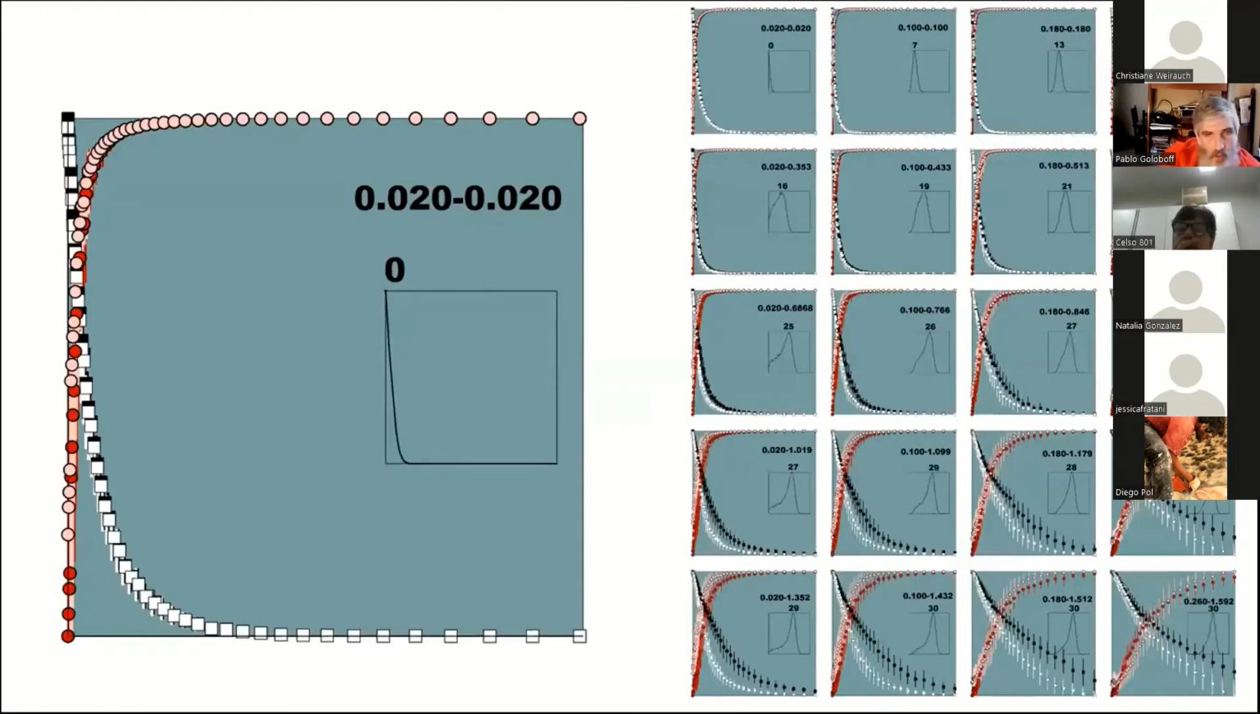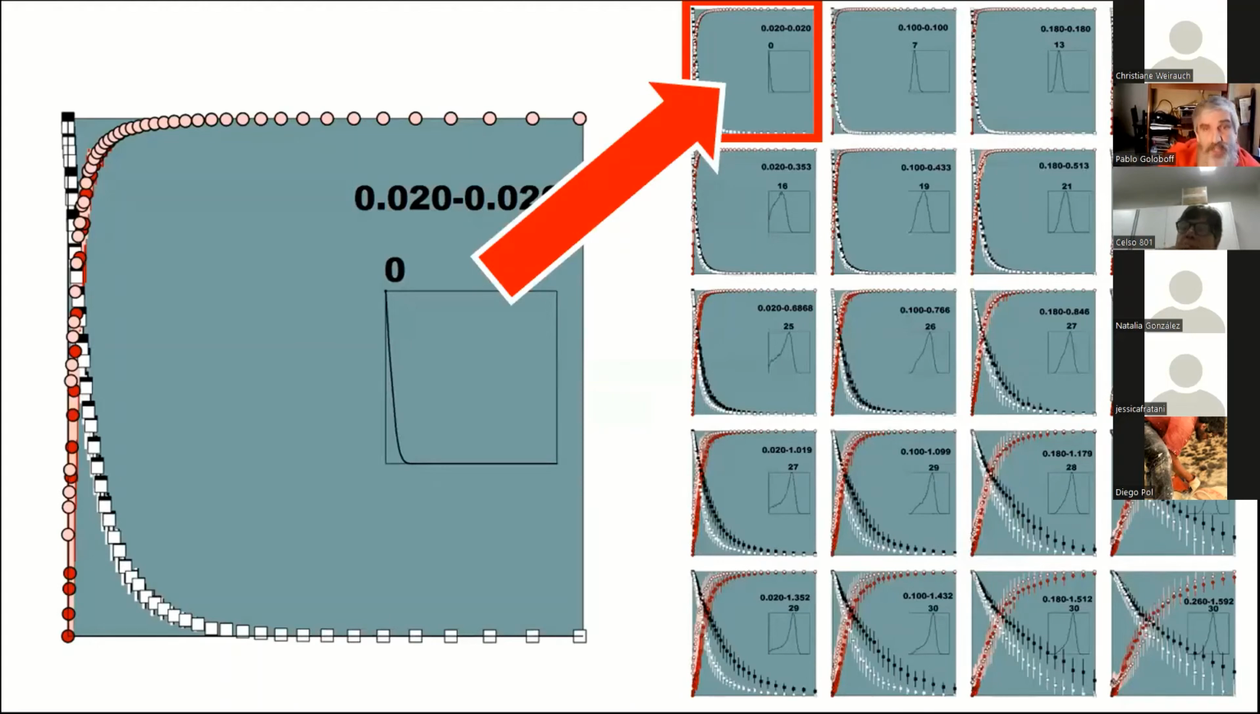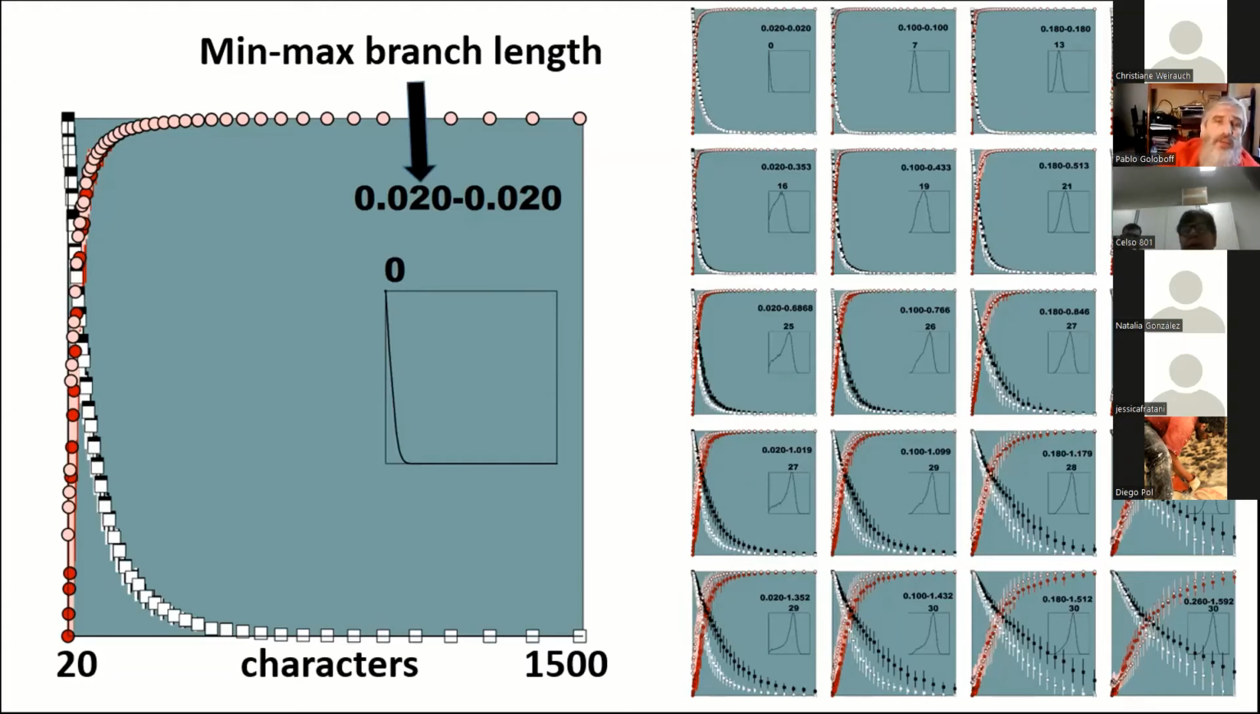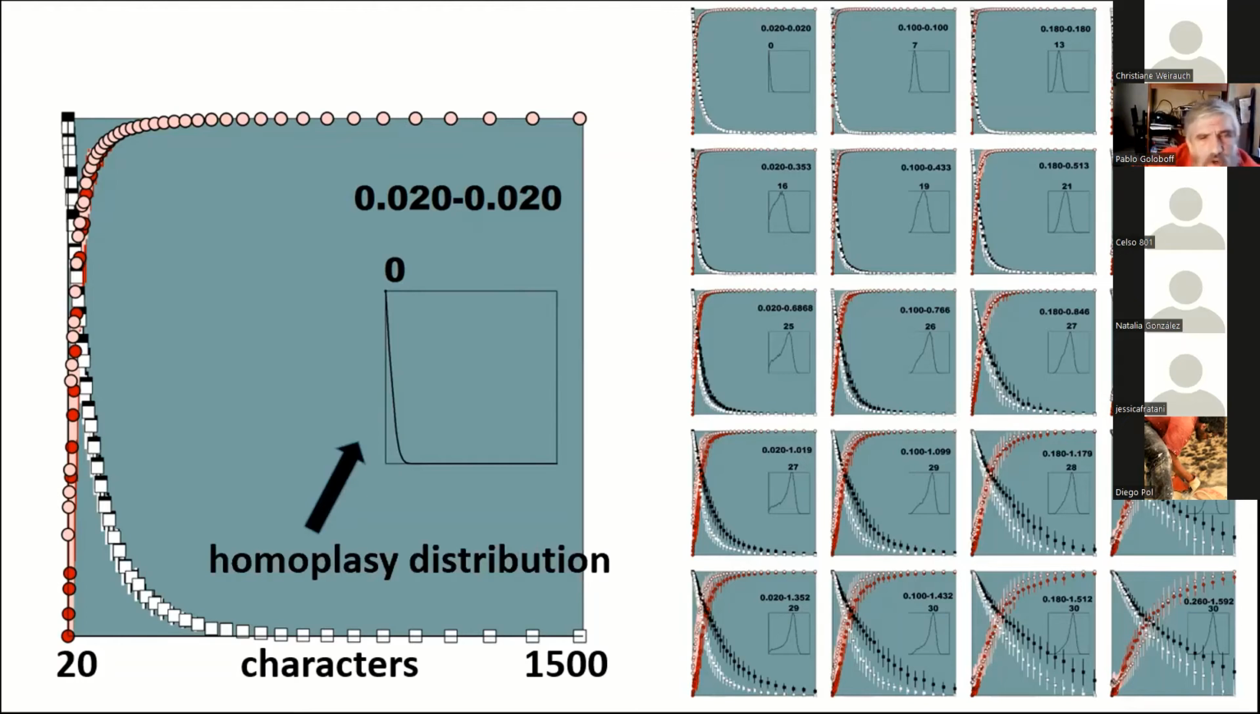Here we have some results. For example, the first tile in the upper left side of the diagram is showing you on the x-axis the number of characters increasing from 20 to 1500. On each diagram, you have the minimum and maximum branch lengths. Therefore, in this case, for example, all the characters have the same branch lengths or reliabilities. As an inset, you have the homoplasy distribution in each diagram. This means that the peak of homoplasy is at 0 steps in here.